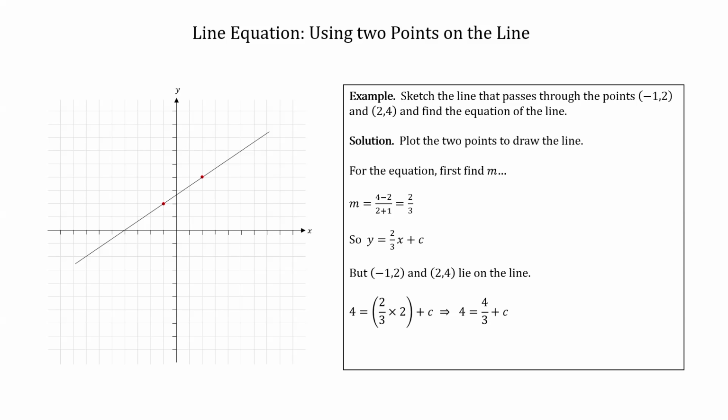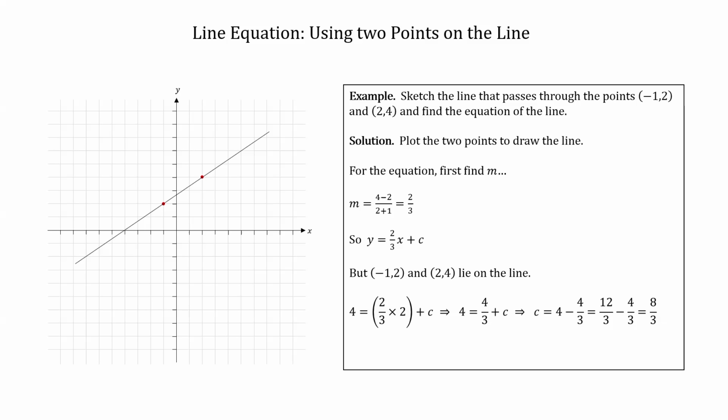And then we want to get the c by itself, so we just rearrange. We take the 4/3 over to the other side, and we get c equals 4 minus 4/3. I'm then going to write this as 12/3 minus 4/3. So I've written 4 as 12/3, or 12 over 3, so that I have a common denominator. So now I've got 12 over 3 minus 4 over 3, so I just do 12 minus the 4, and I get 8 over 3. So 8/3 is c, so that's the y-intercept.